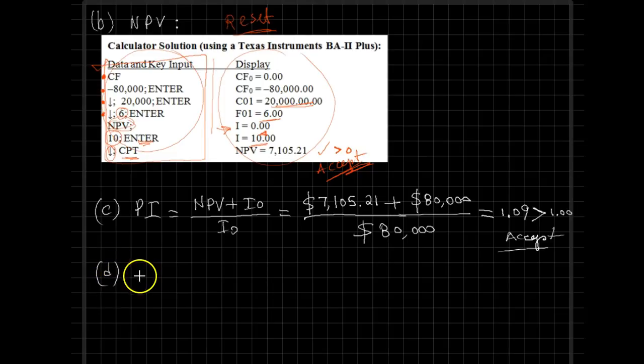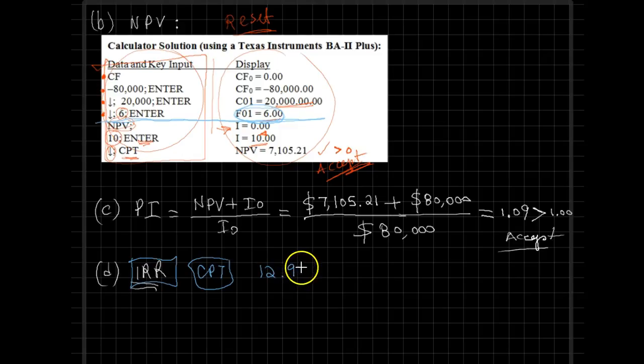Now at the last part, we need to calculate the IRR. Again, there are two methods for calculating the IRR. One method would rely on our previous calculation. All you do is go back to the display where you see on the screen of your calculator F01 equals 6.00. Then you just press the IRR compute keys on your screen and you should see the result as 12.97%.